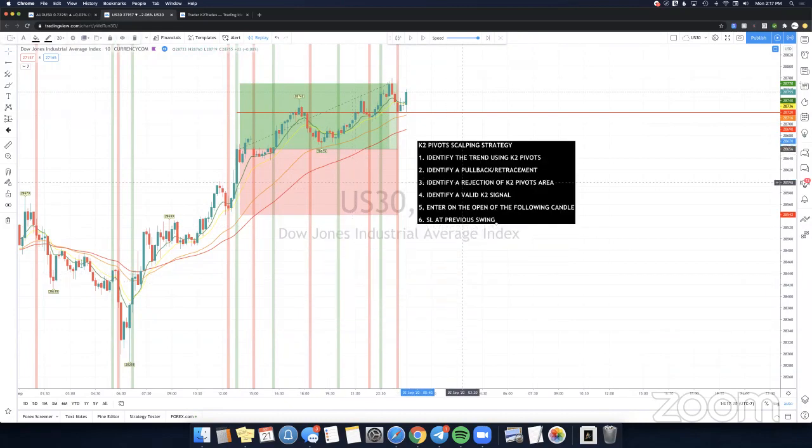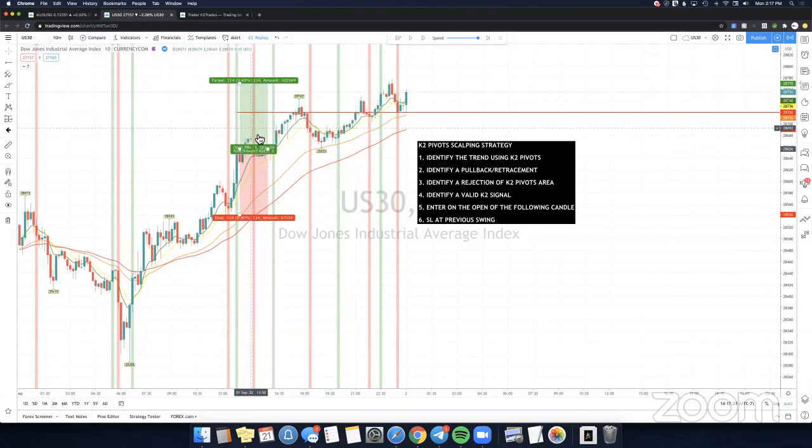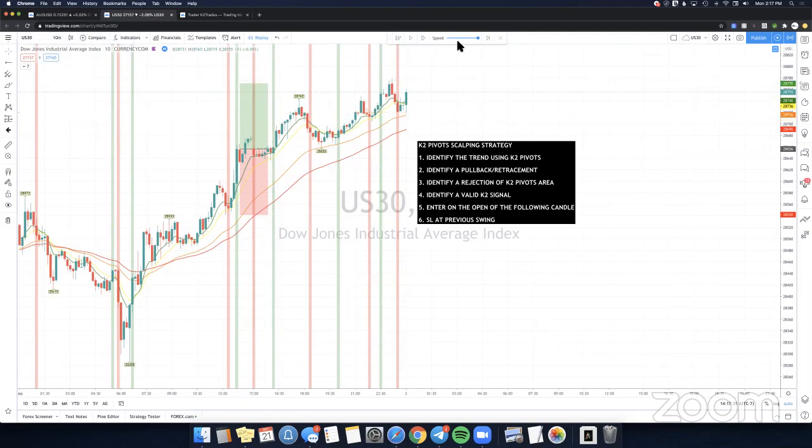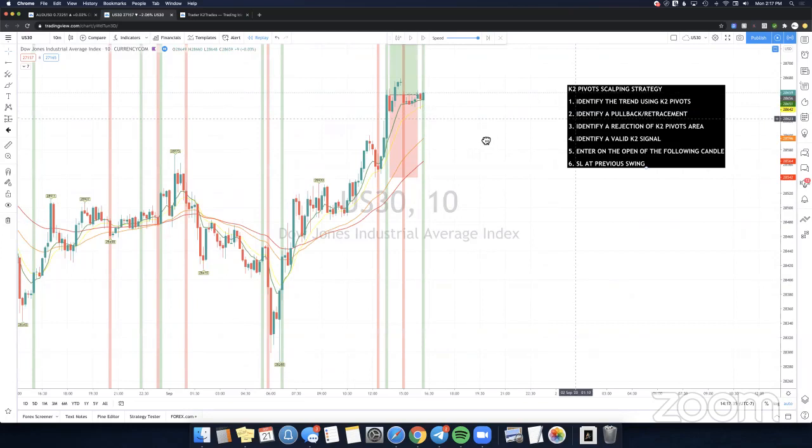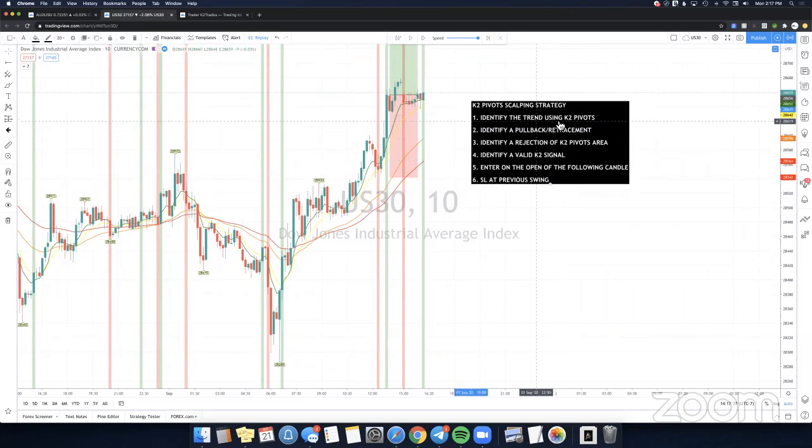Because when you're scalping, there's a ton of entries, so you don't have to be caught up on just one trade. You can literally get out and then get back in. So this would be an entry right here. This would be the original one. And if you wanted to go through each one, there's actually another entry right here as well. Same thing, price is trending up, using the K2 pivots.